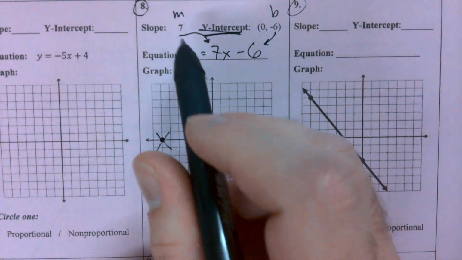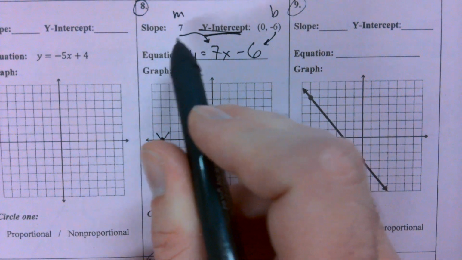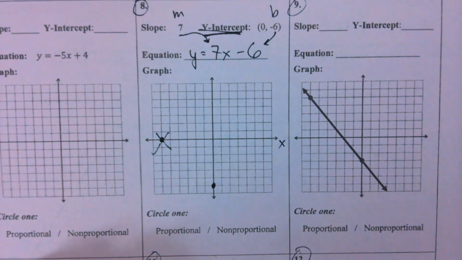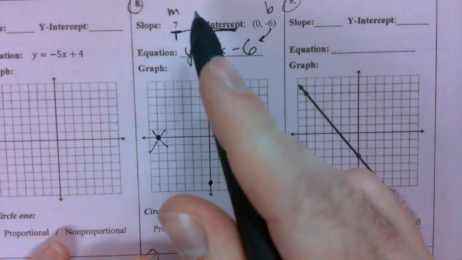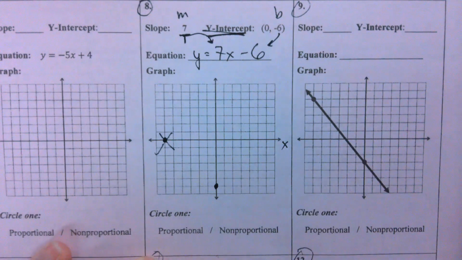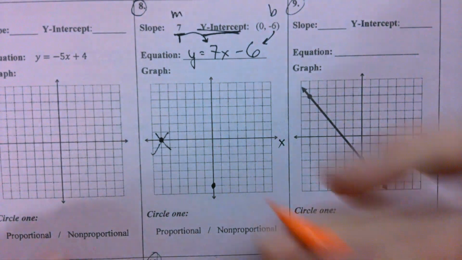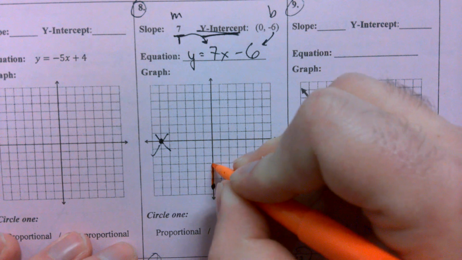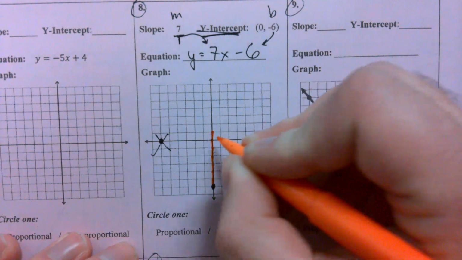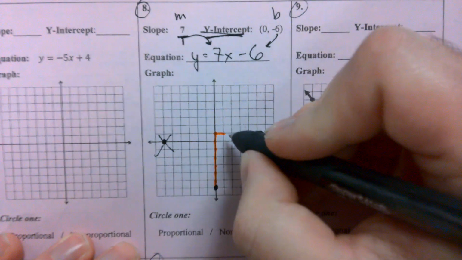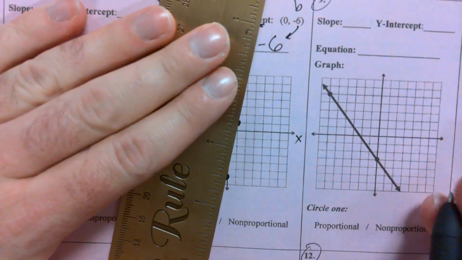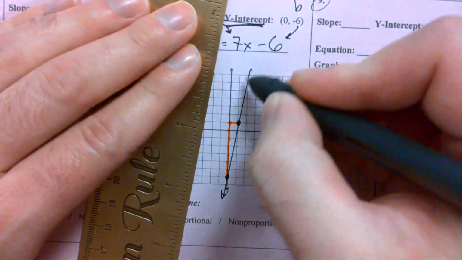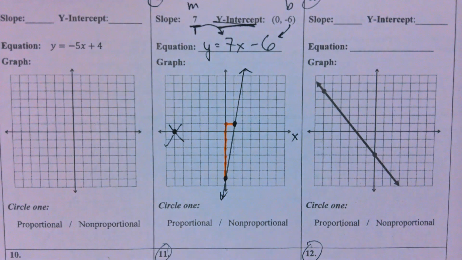I know I'm going to rise 7, but I don't see a denominator for my run. What number can we put under that 7? 1. So we're going to rise 7, run 1. 1, 2, 3, 4, 5, 6, 7. From there we run 1 and make a dot. Again, we have a very steep line because our slope is a large number, 7. It's close to being a vertical line, but not quite there.